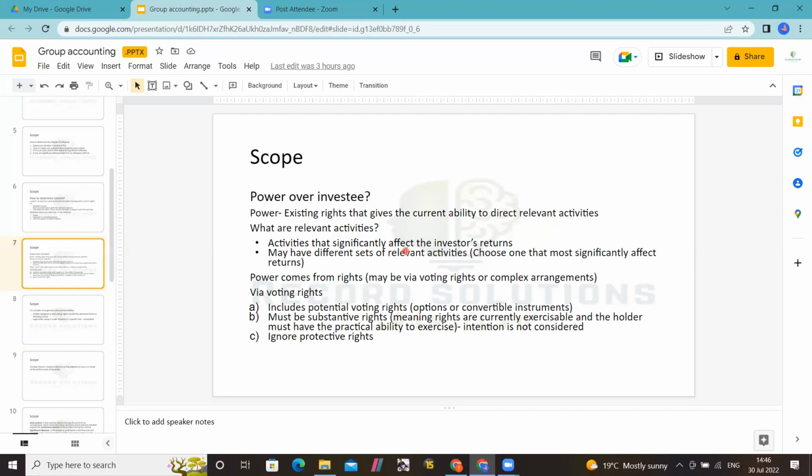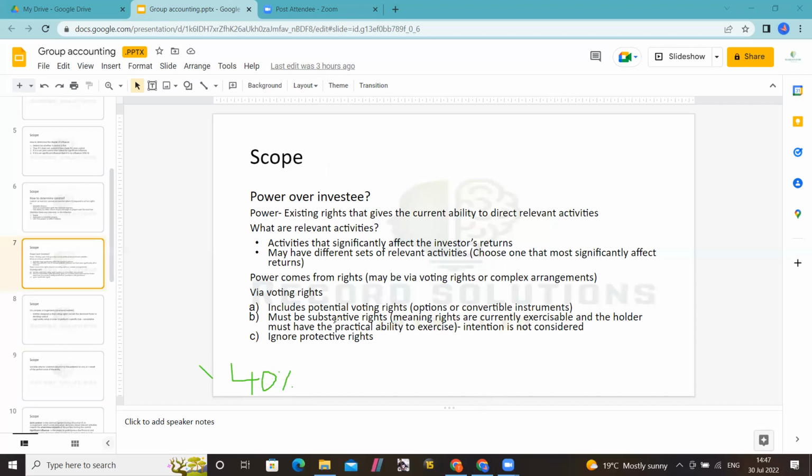Now I'm going to explain how it relates to this. Let's say I'm giving you an example: you bought 40% of this company, and they are using voting rights to direct the relevant activity. So it's not a complex arrangement. They're using voting rights, and you bought 40%.